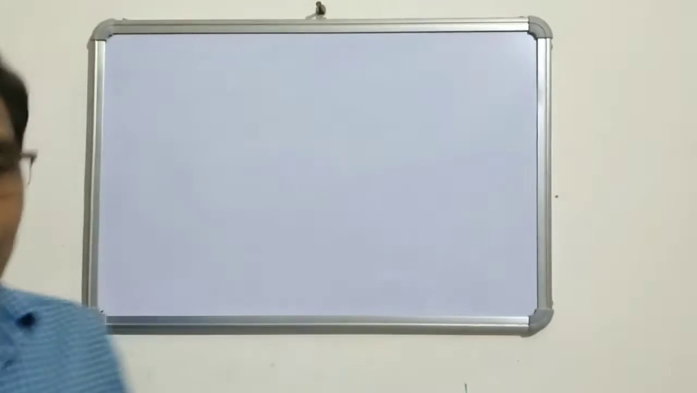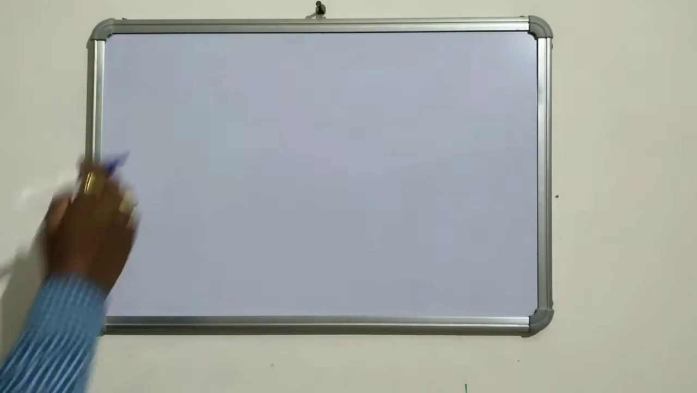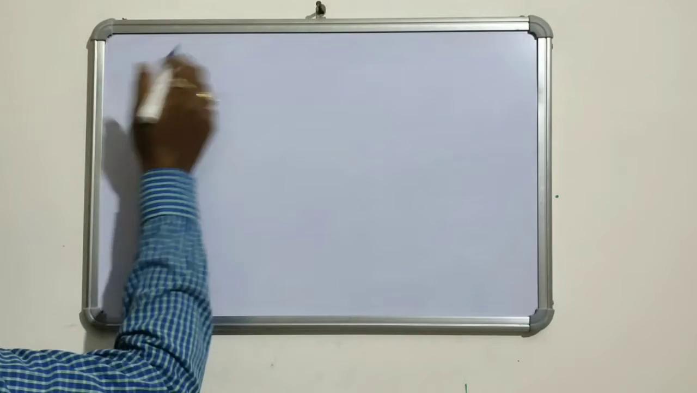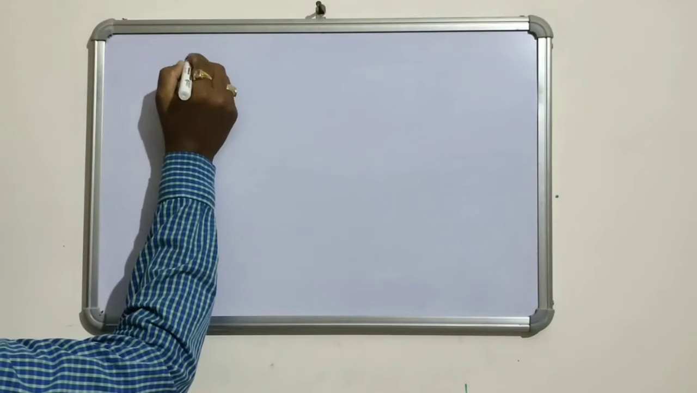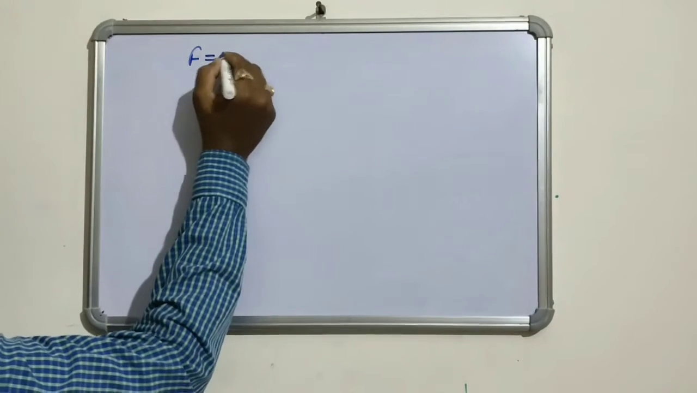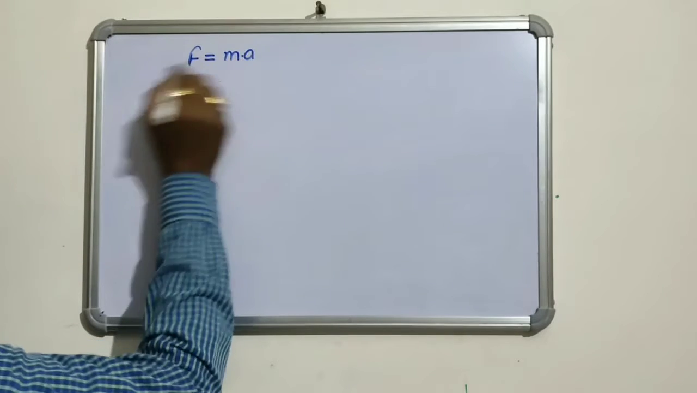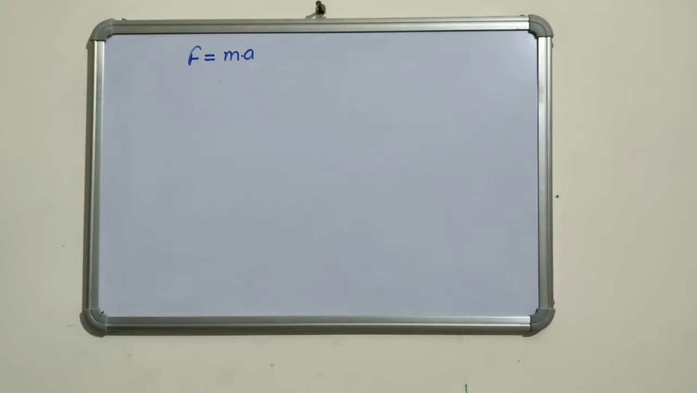Hello dear students, in today's class we are going to discuss the second application of dimensional formulas. The second application is to check the correctness of formulas. Suppose we have one formula, F equals m into a. Now we can check whether this formula is right or wrong.